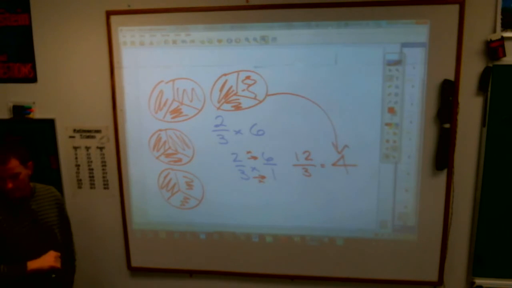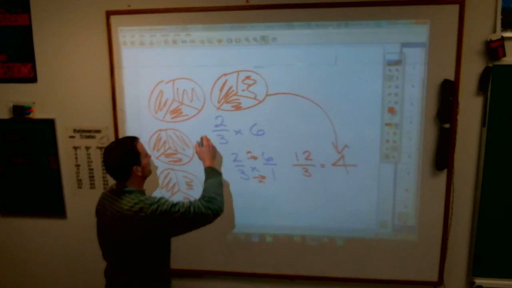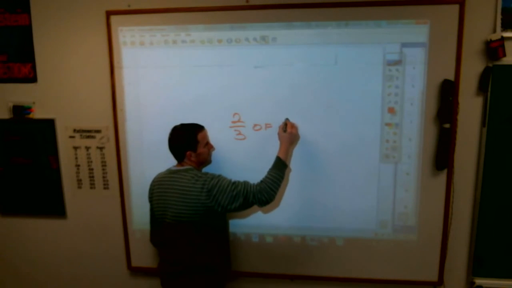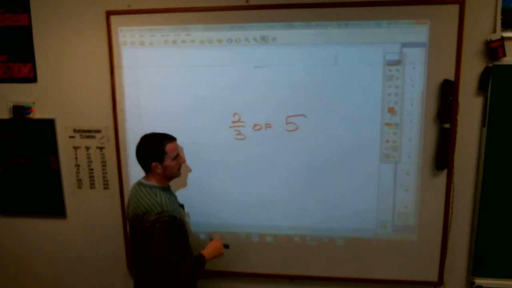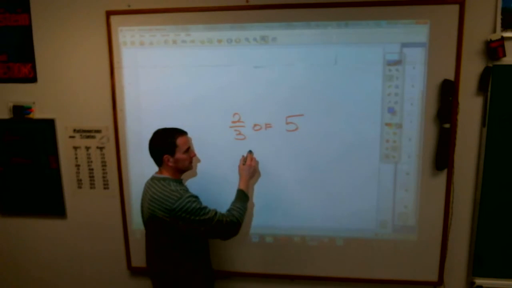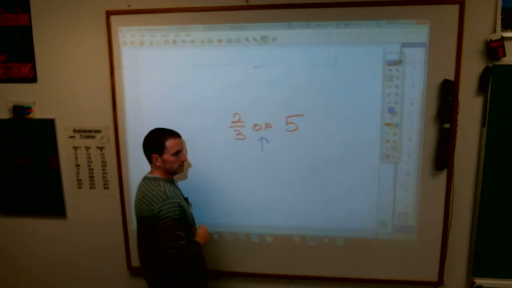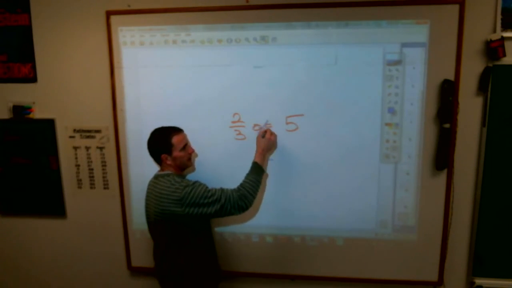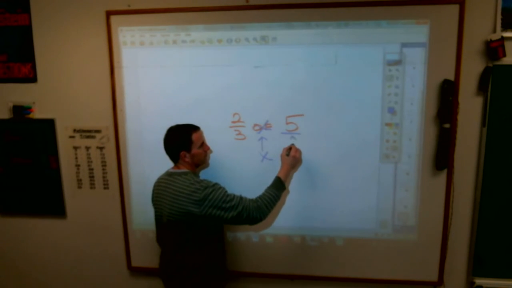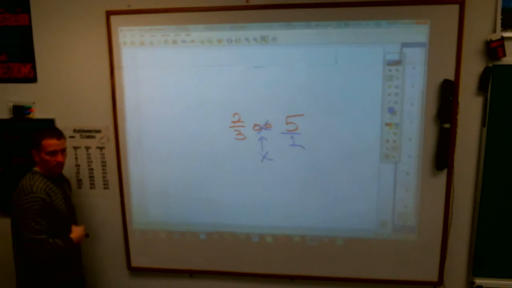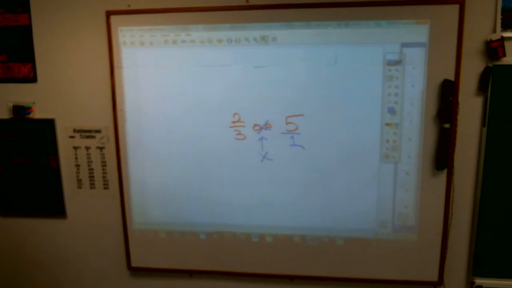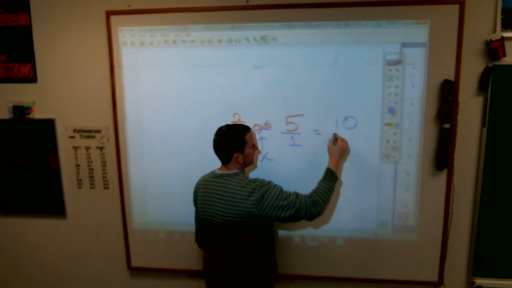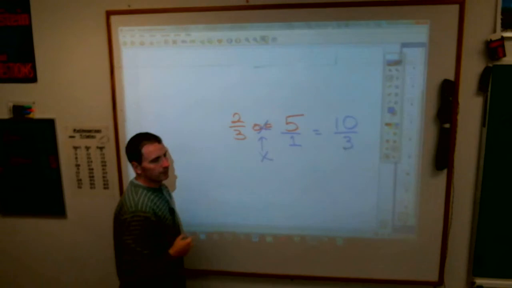Oh, let's do one that doesn't work out nicely. How about this one right out of the book? It says 2/3 of 5. Don't let this confuse you. I think maybe we talked about this. In math, the word of means, Madison, multiply. So I'm just going to change that of to a times. I'm going to make the 5 a 5 over 1. What do I get if I multiply 2/3 times 5 over 1? Matthew? 10/3.